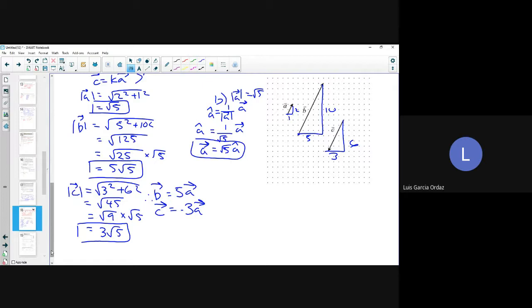So now we're just going to use what we used for our conclusion in A. So I know vector B is equal to 5 times the vector A. We found out from B, using our unit vector, that vector A is just root 5 multiplied by the unit vector. So this would give me 5 times root 5 times a naught, which gives me 5 root 5 a naught.